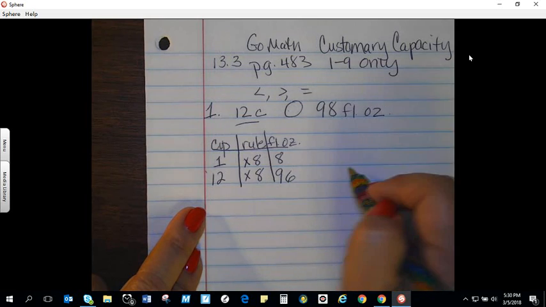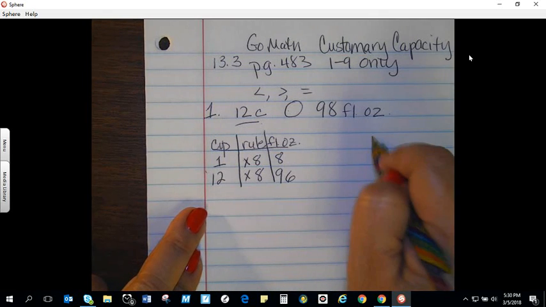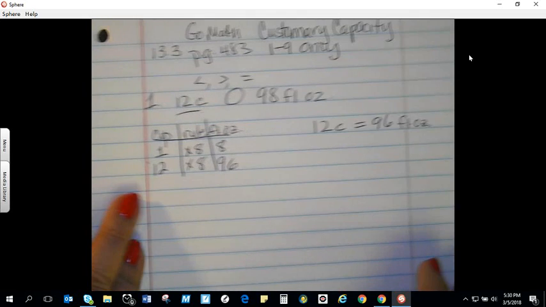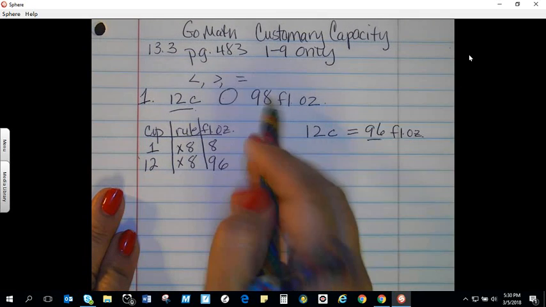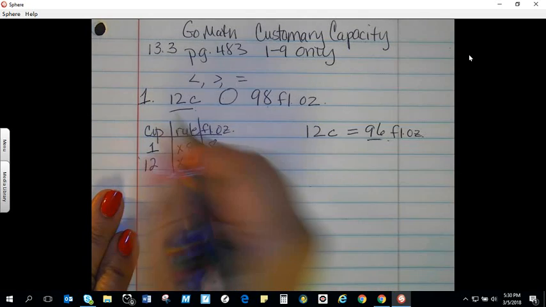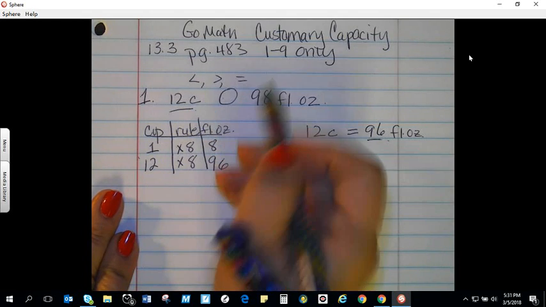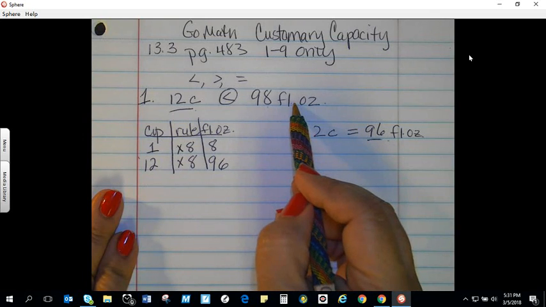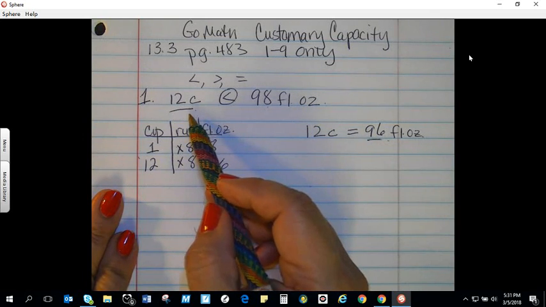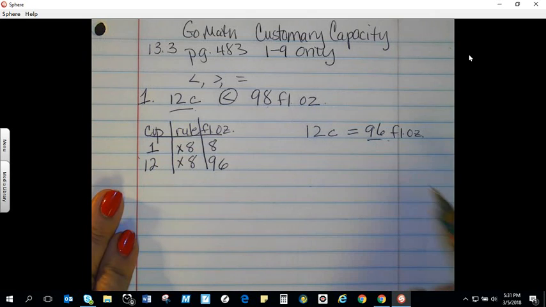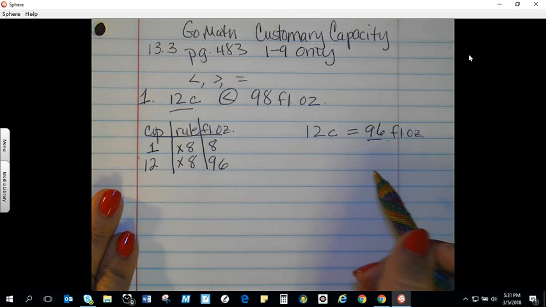Okay, so 12 cups is equal to 96 fluid ounces. But this is saying that this is 98 fluid ounces, because this would be equal. So here, 12 cups is less than 98 fluid ounces. 98 fluid ounces is greater than 12 cups, and it's greater by 2 more ounces. Okay, so do you see how that is? Okay, number 2.